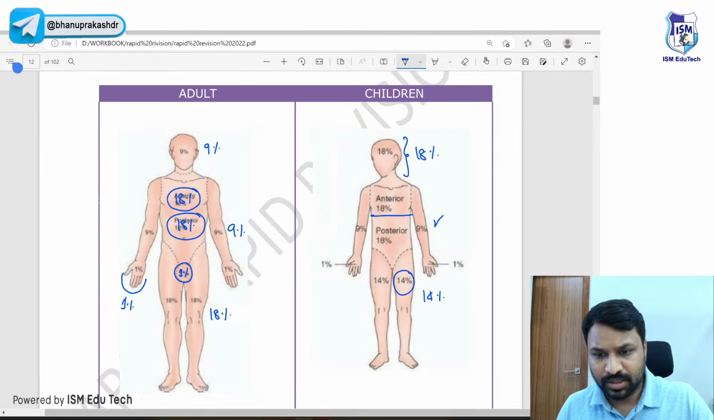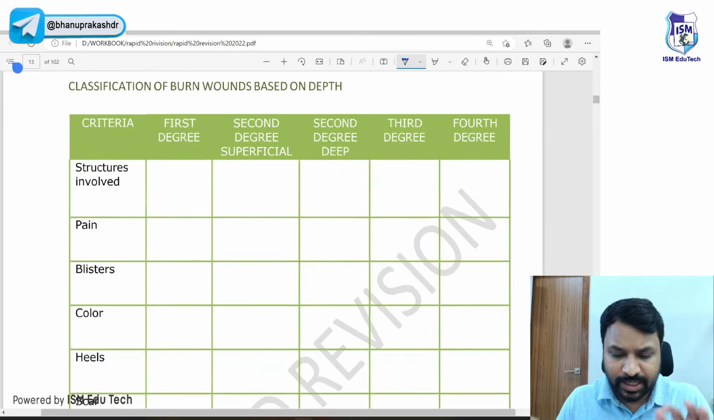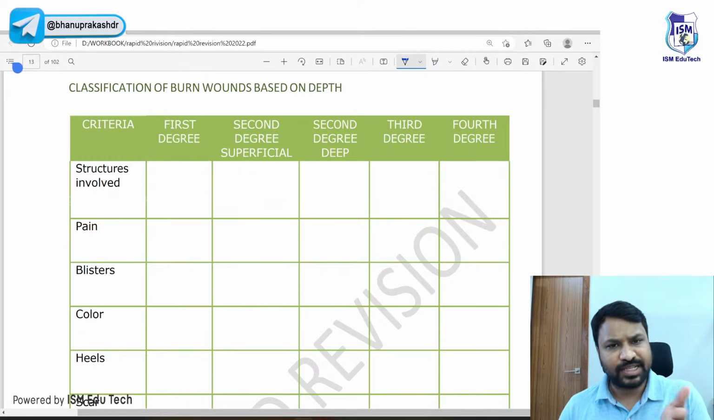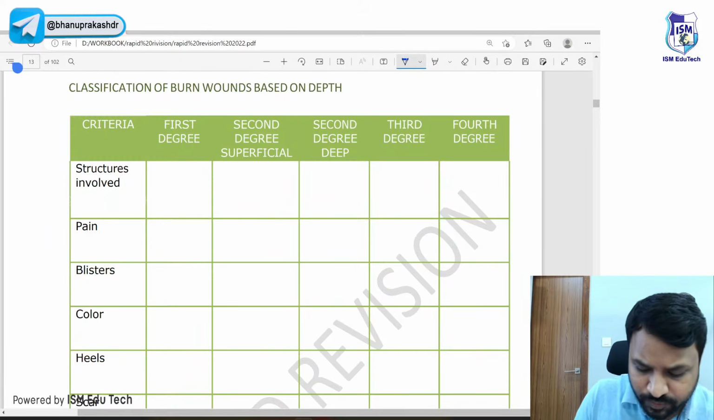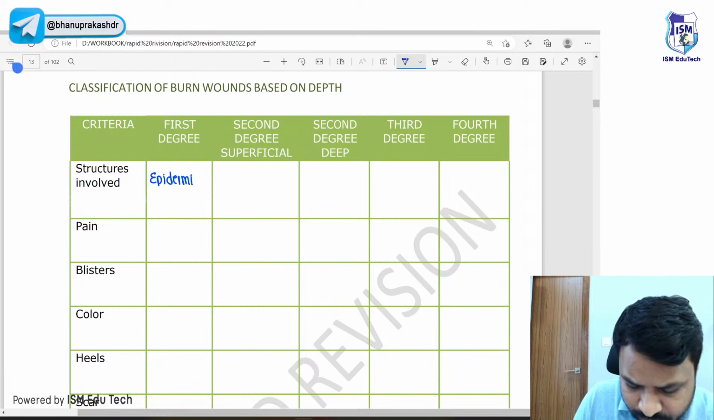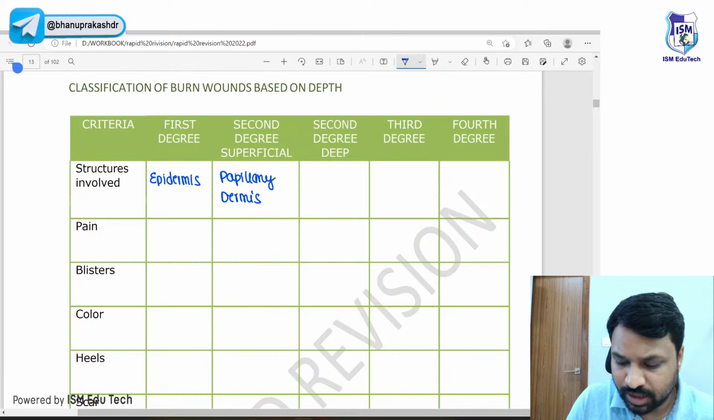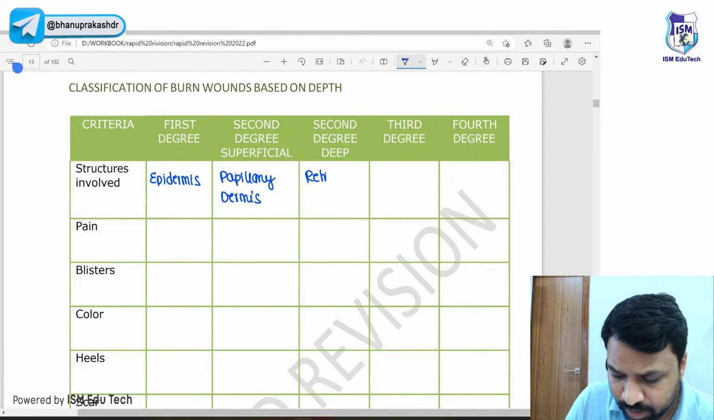Now, when you classify burns based upon depth, I can divide them into first degree, second degree superficial, second degree deep, third and fourth degree, based on the structures involved. In first degree, only the epidermis of the skin is involved. Here there is involvement of the papillary dermis. Here it is involvement of the reticular dermis.